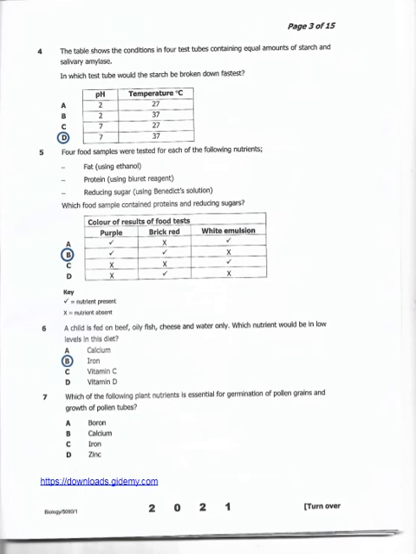Question 7. Which of the following plant nutrients is essential for germination of pollen grains and growth of pollen tubes? Here there is A, boron, B, calcium, C, iron, D, zinc. So here our answer is boron. Boron is responsible for the germination of pollen grains and the growth of pollen tubes. Our answer is A.